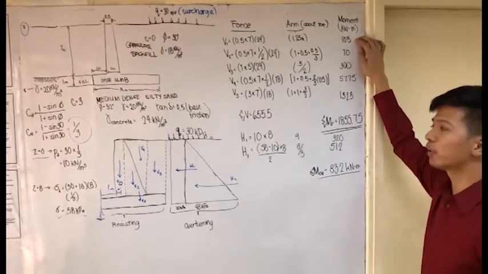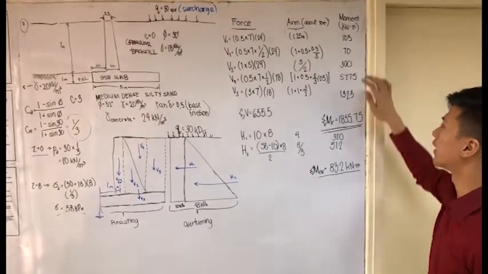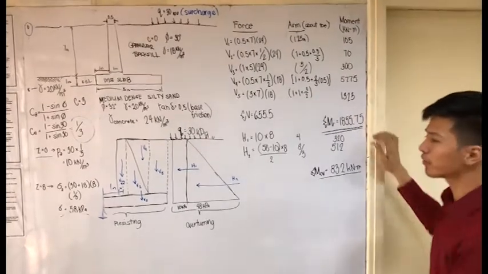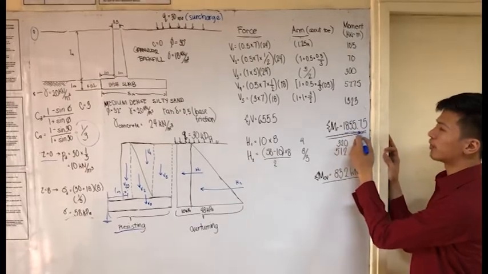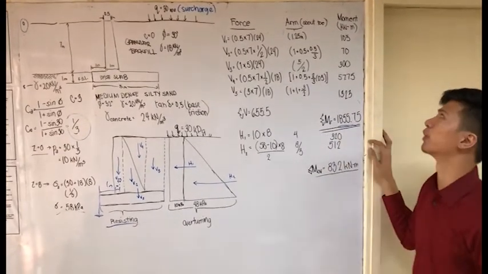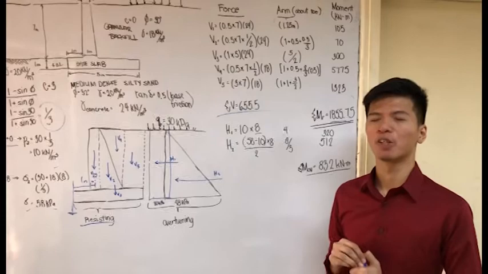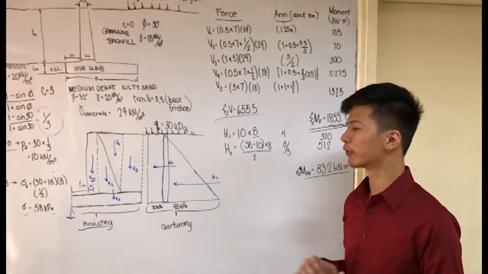We will do that for all the vectors, in which we had a summation of moment of resisting forces of 1,855.75 kilonewton-meters. Next, we will calculate the overturning moment.